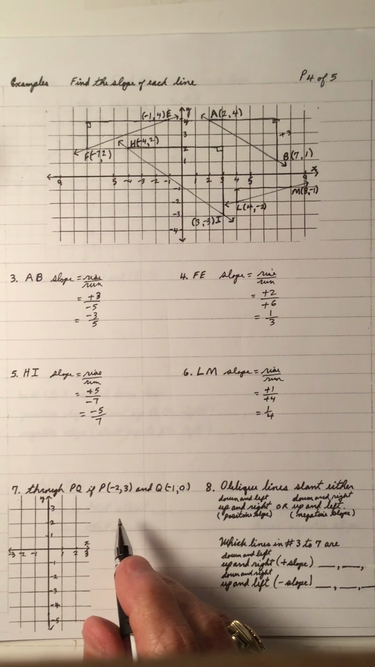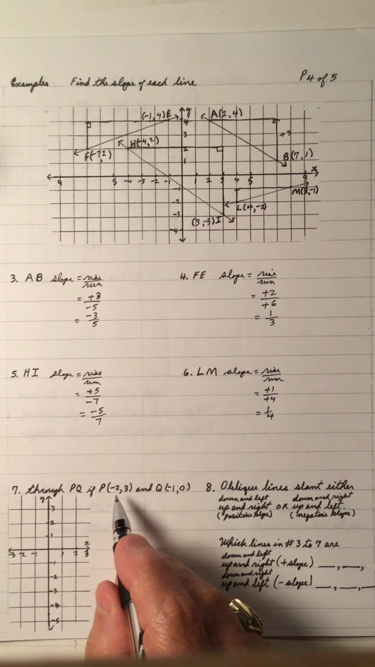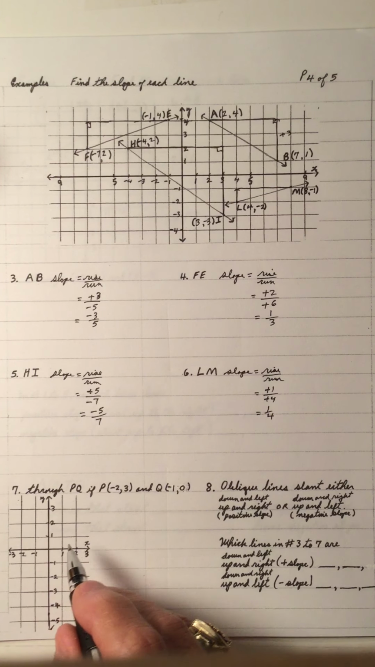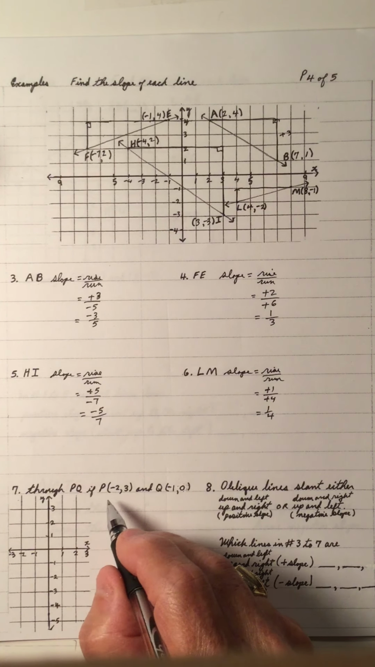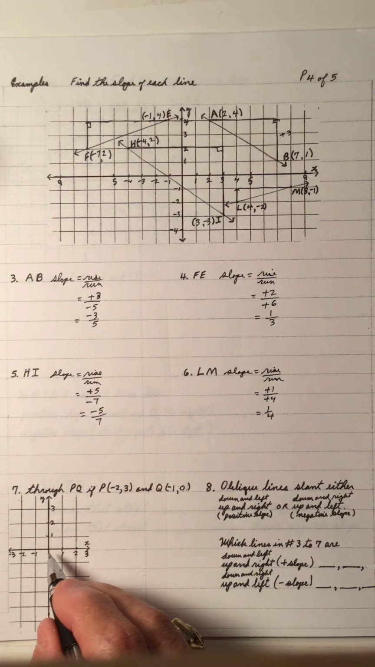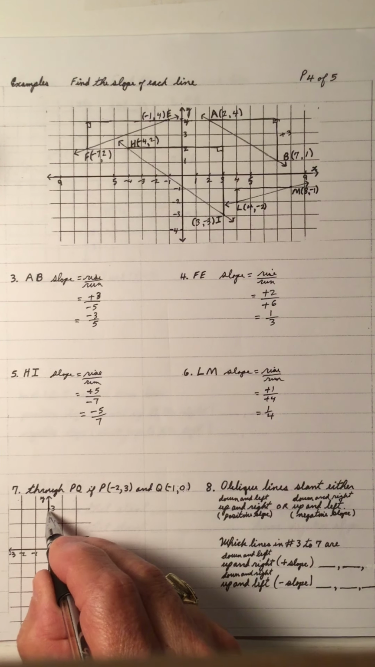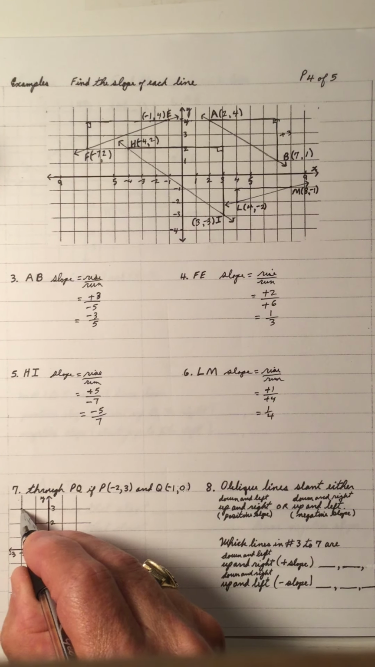And now we have another one, but this time I'm getting you to plot the 2 points and do the slope. So here we go. Let's plot the point. P is negative 2, 3. So negative 2 on the x-axis is right here, and 3 on the y-axis is there. So this is the point we're talking about.